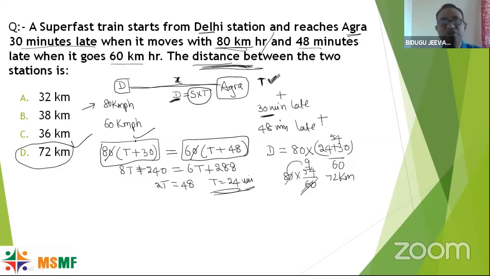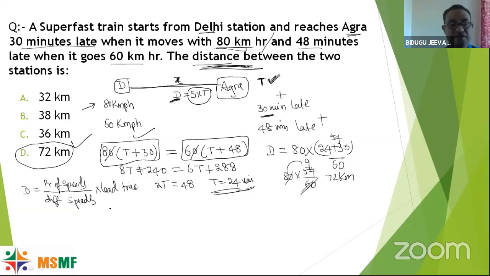Let me give the simple rule for this. Distance is equal to product of speeds upon difference of speeds into lead time. So product of speeds 80 into 60 divided by difference is 20 into lead time. How to calculate lead time? When the two things are the same sign, plus, take the difference. Sometimes they'll give late, sometimes they'll give early, then add it.